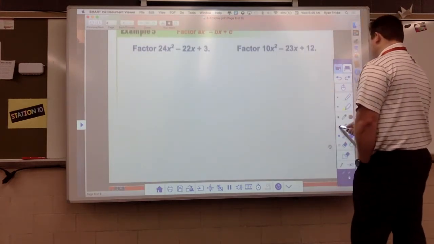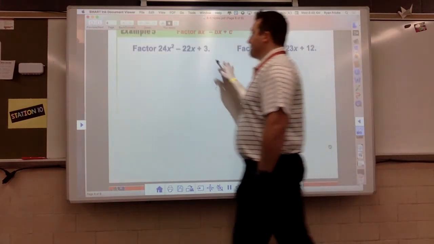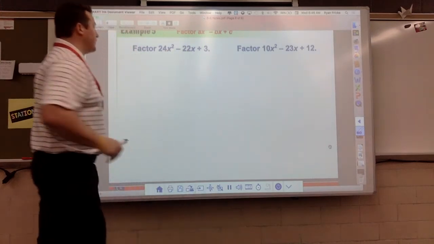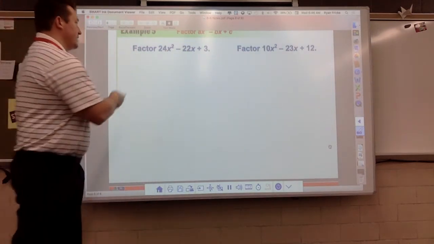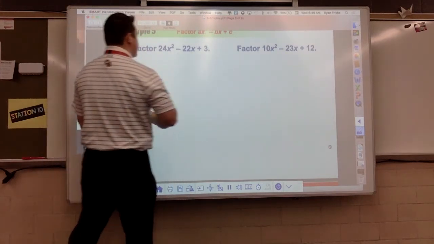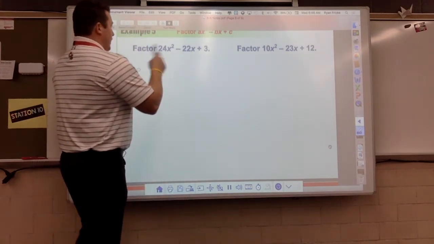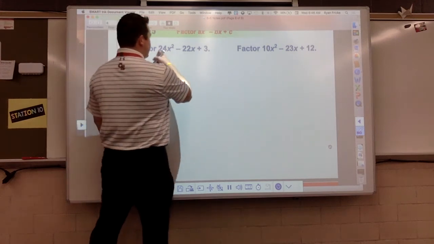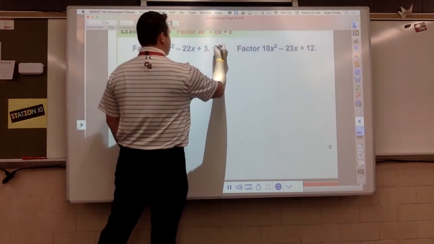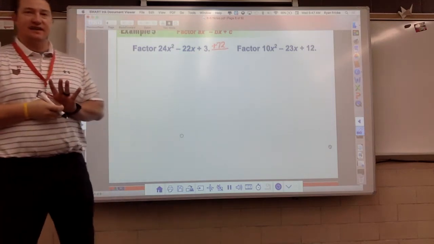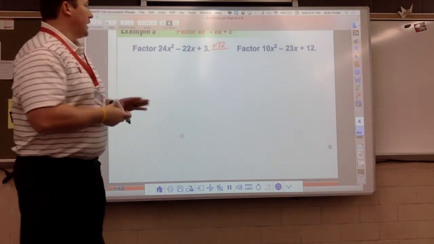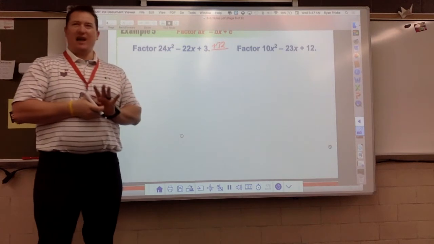Factor this. Okie dokie. All right, greatest common factor here. Nope. Same process that we did before, right? 24 times 3, what is that, 72? Gosh, I hope so. 60 and 12, yeah. So we're going to multiply to positive 72, but we're going to add up to a negative 22.